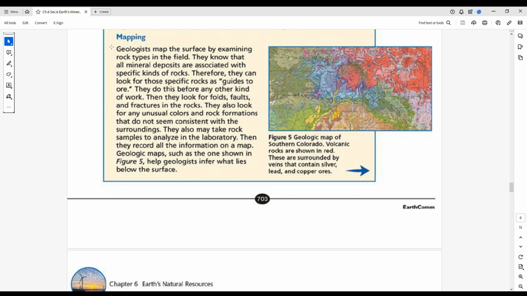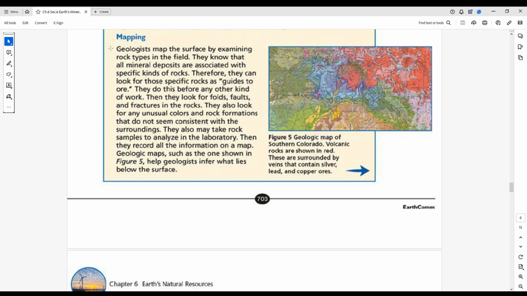Mapping. Geologists map the surface by examining rock types in the field. They know that all mineral deposits are associated with specific kinds of rocks. Therefore, they can look for those specific rocks as guides to ore. They do this before any other kind of work.